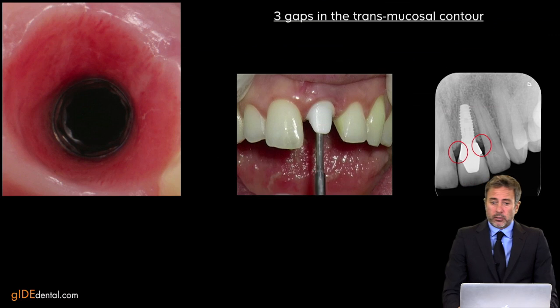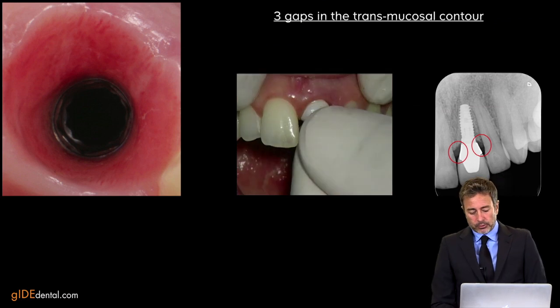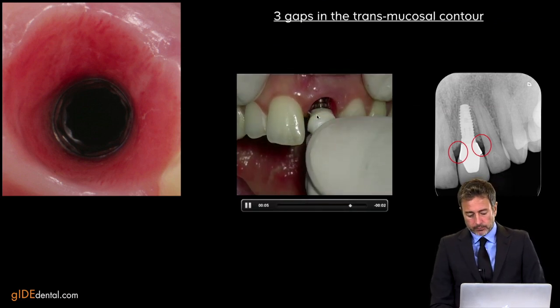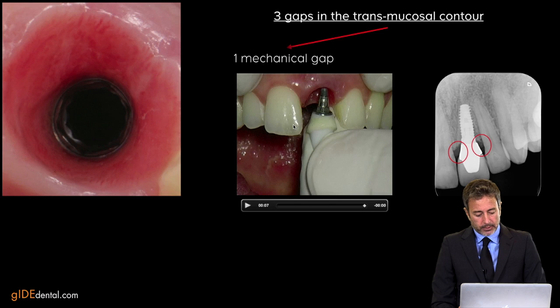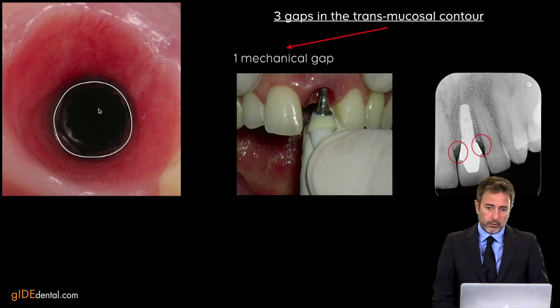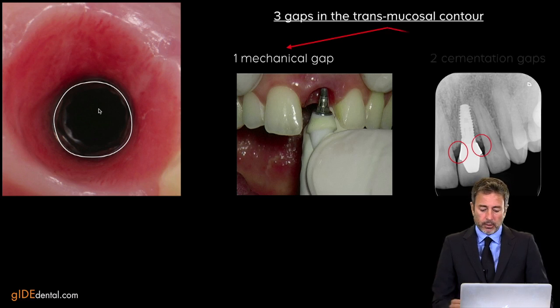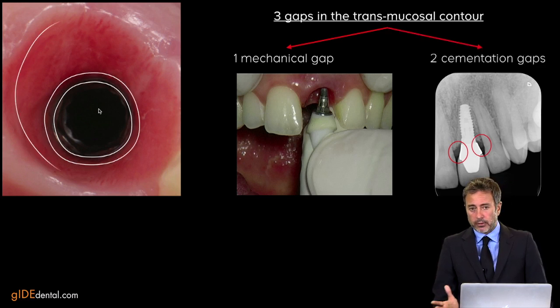So we know that, like in this case you see in this small video, most of the time we have three gaps in the transmucosal contour. The first gap is a mechanical gap, which is the gap between the implant abutment, the metallic sleeve, and the implant, which is at the implant level. And we have two cementation gaps.